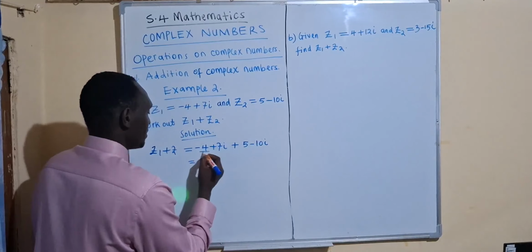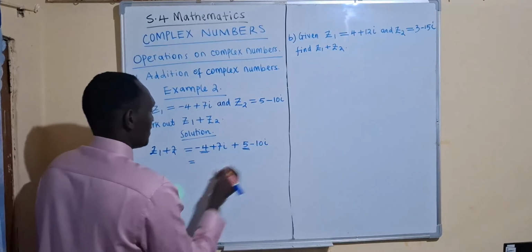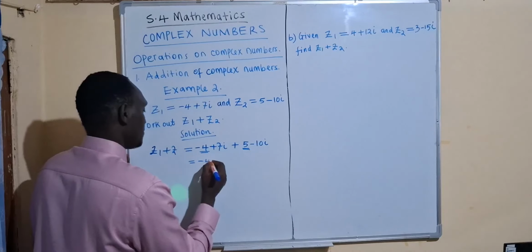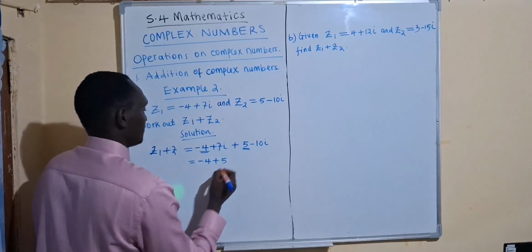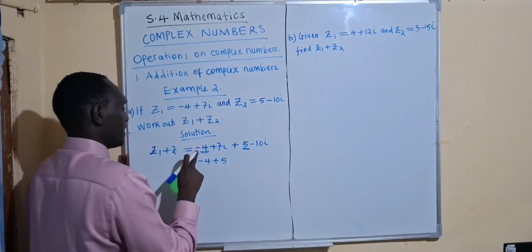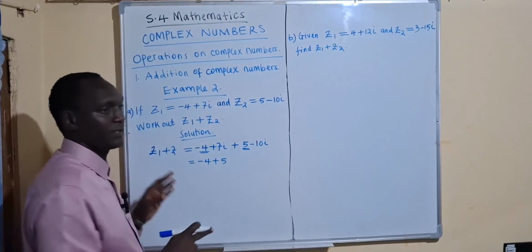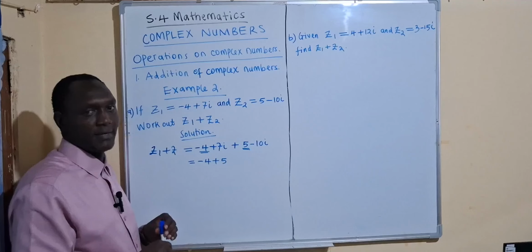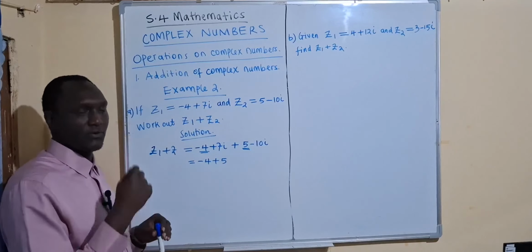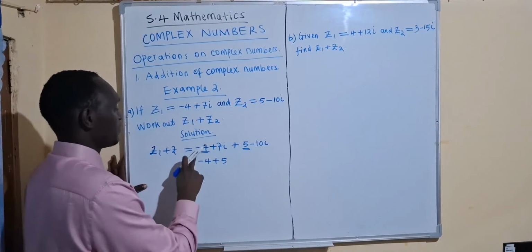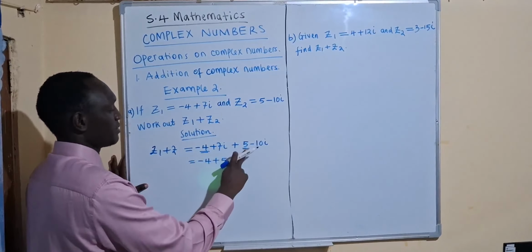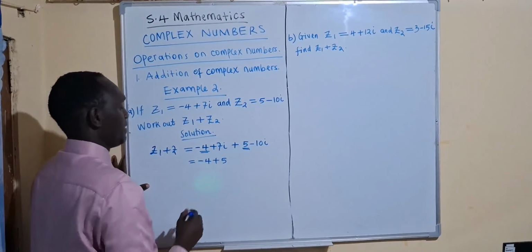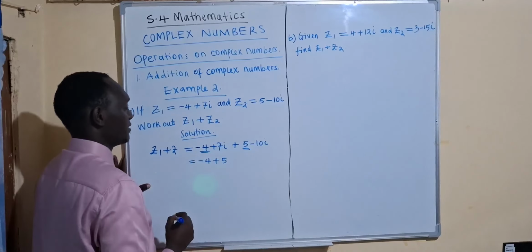We group the real parts together. This gives us negative 4 plus 5. Do not forget the sign. The sign before any number is the sign of that number. So 4 is negative and 5 is positive. So we have added the real parts together.